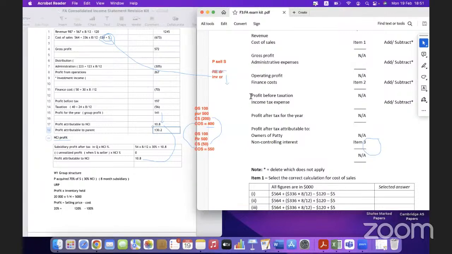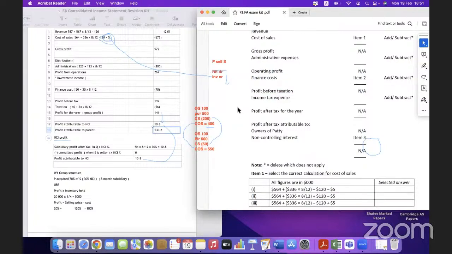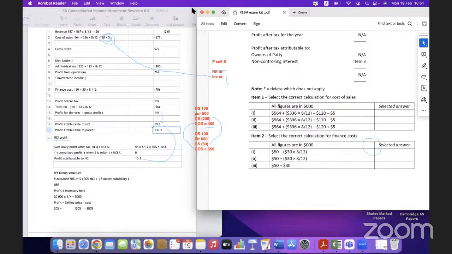Right. Next one, guys. Profit before, sorry, finance cost, item number 2. Now, guys, let's go to item number 2 and then select the answer. Item number 2, select the calculation for finance cost. Now, guys, here can you see how we got finance cost? 50 plus 30 into 8 over 12. You select this one, then that will give you the answer. Select the correct working. Okay, next one, guys.